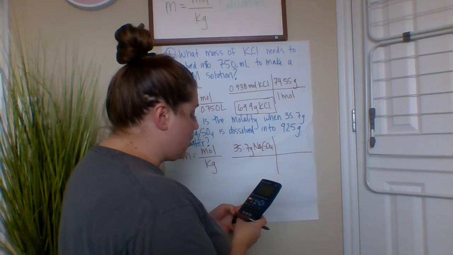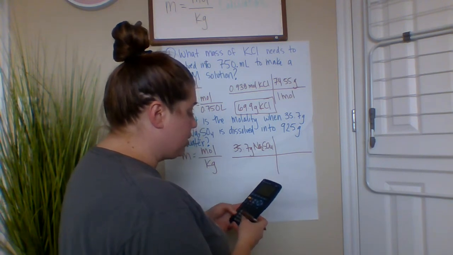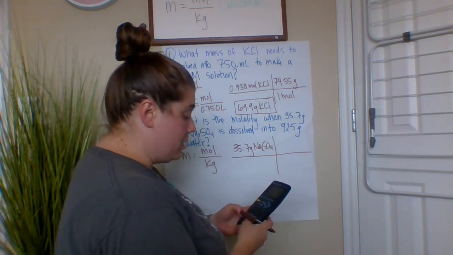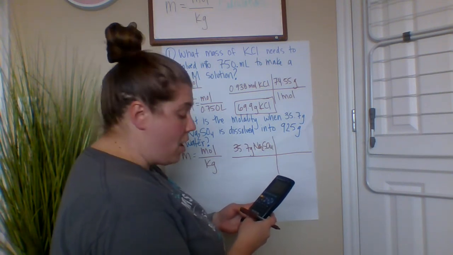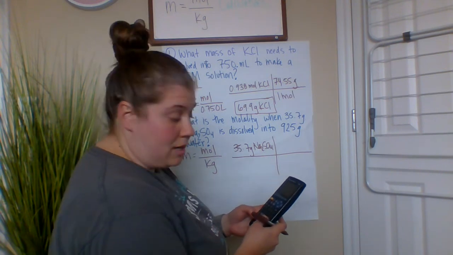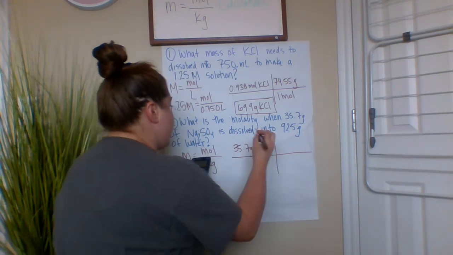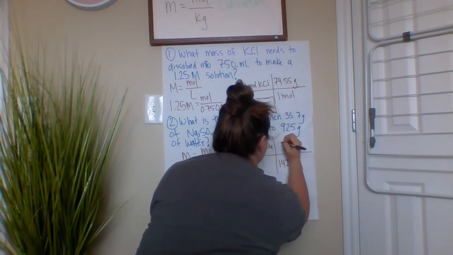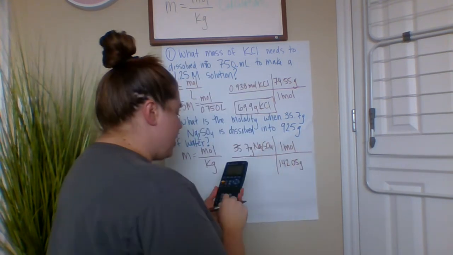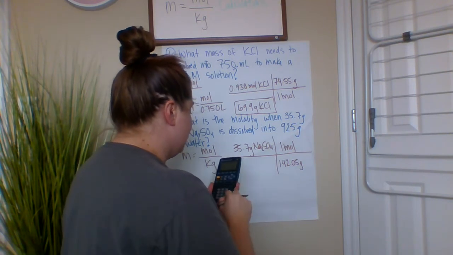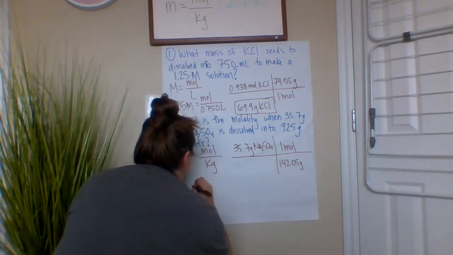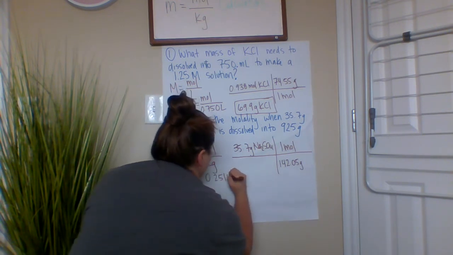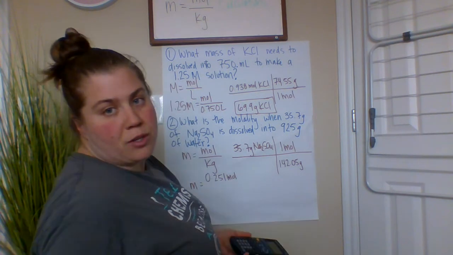But I'm going to take the mass of sodium, which is 22.99 times 2, plus the molar mass of sulfur, which is 32.07, plus the molar mass of oxygen, which is 16 times 4. And I get 142.05 grams for every mole. So now I can divide this, and I get that I have 0.251 moles of the sodium sulfate.